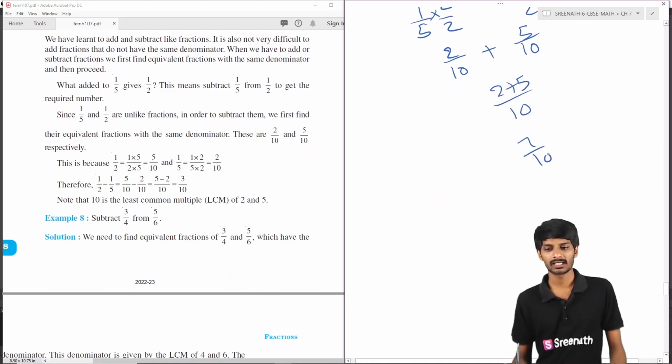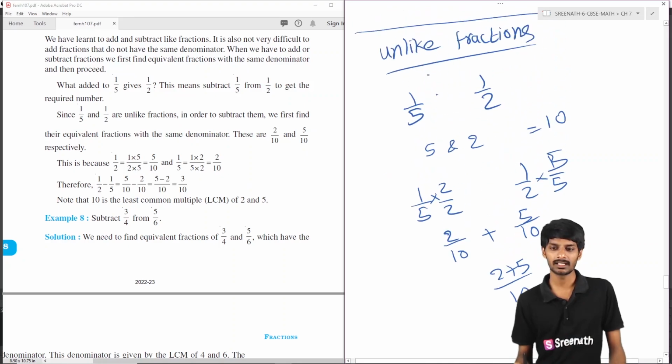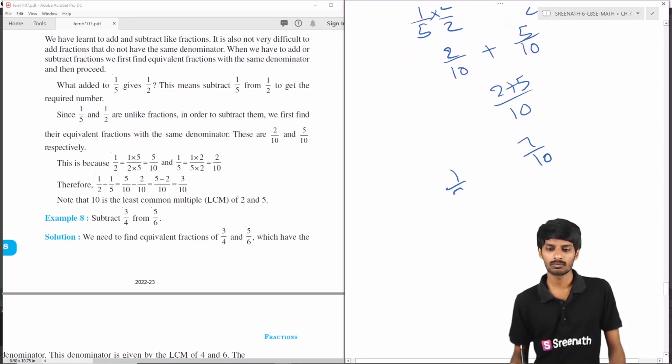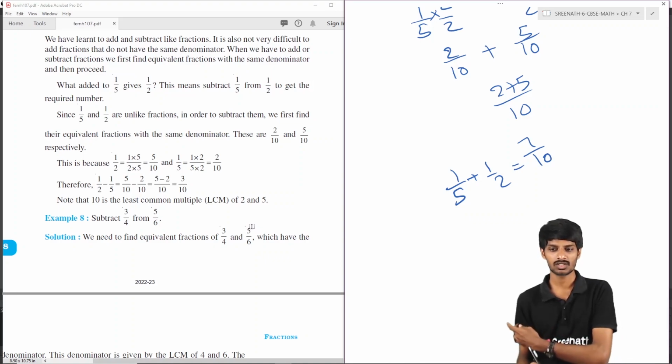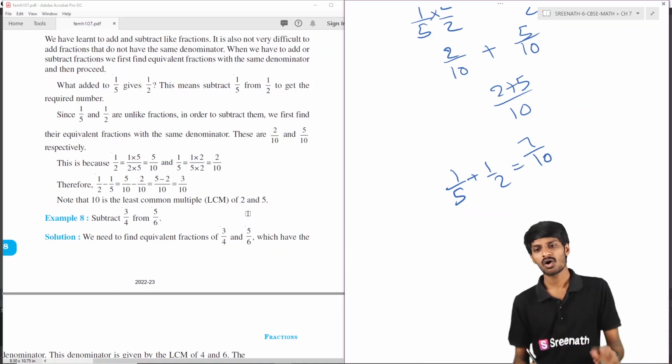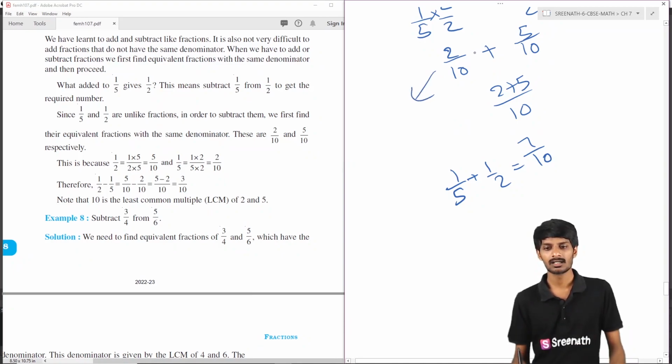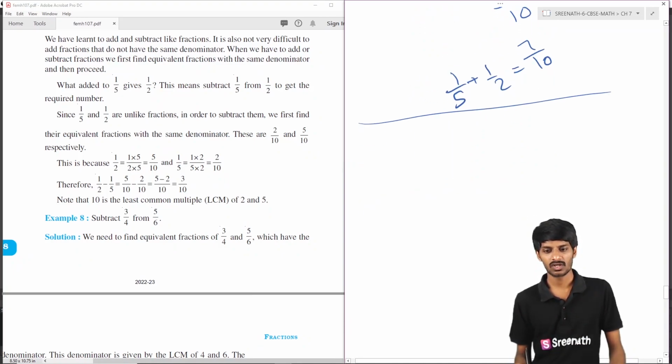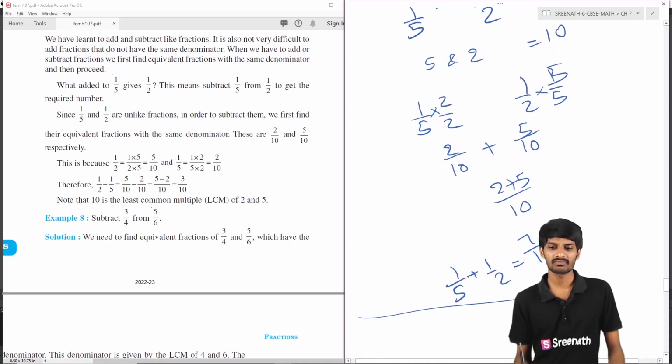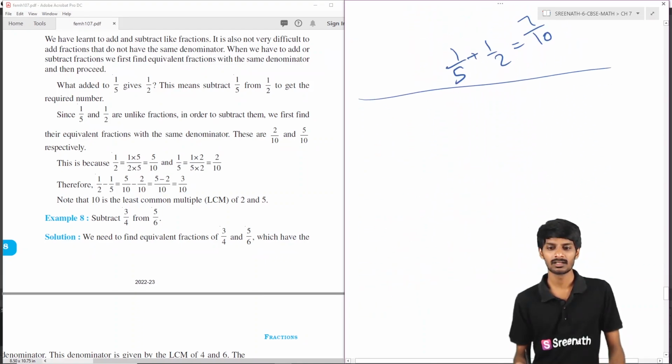Next thing is 7 by 10. That is the procedure. So finally 1 by 5 plus 1 by 2 is equal to 7 by 10. Okay students, if you want to subtract, the procedure is the same. So what are the fractions? The resulting fractions are 2 by 10 and 5 by 10.